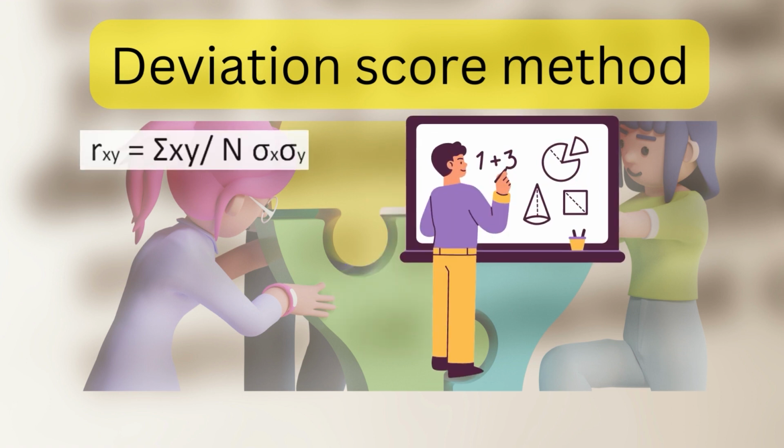You can see on my screen the formula for the deviation score method. It is rxy equals the summation of xy divided by N into sigma x into sigma y. Here, the summation is of the deviations, the small x and the small y. Please be careful here. In statistics, we generally use small x and small y for deviations and capital X and capital Y for the raw scores.